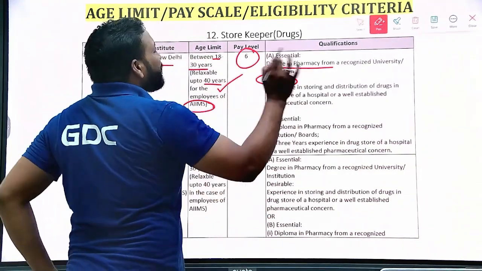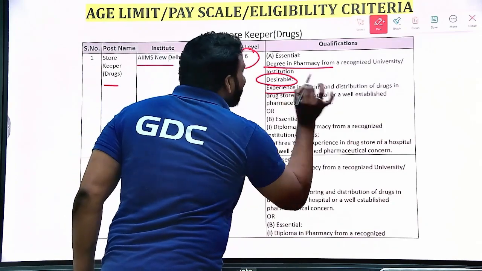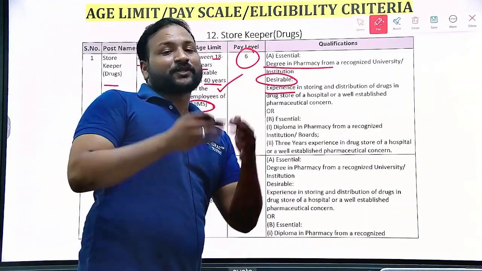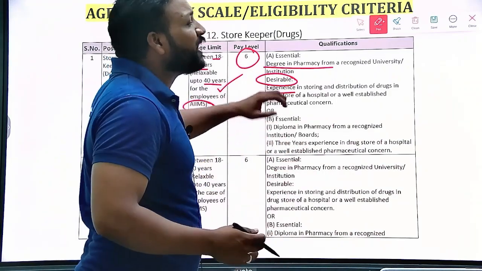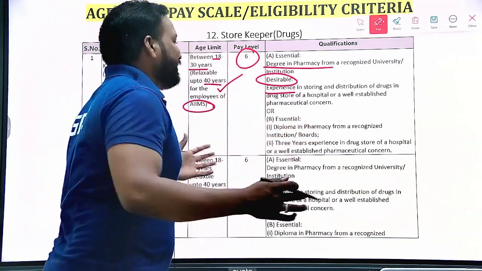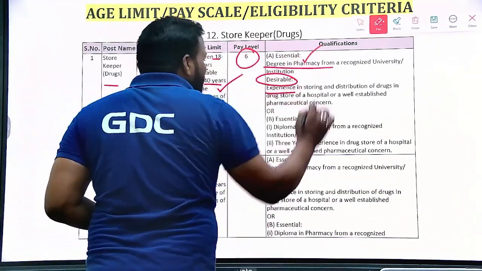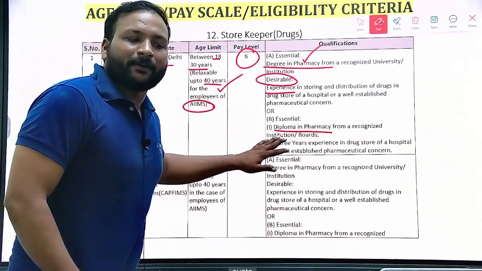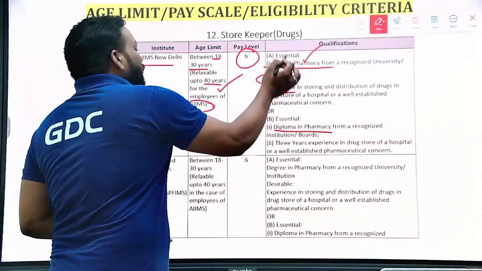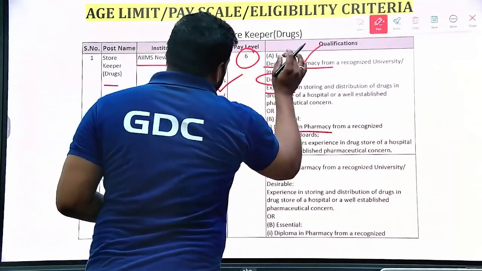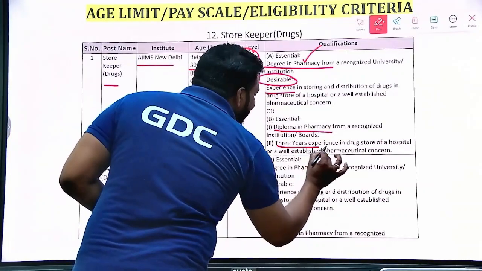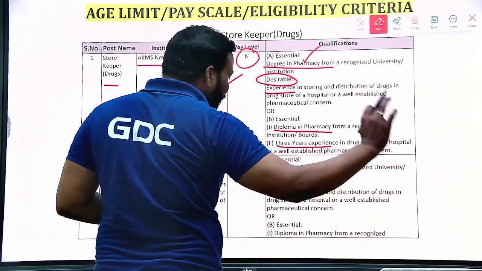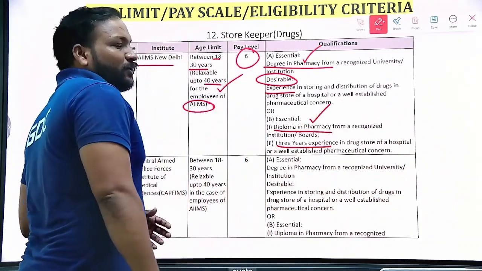It is desirable if the person, along with the degree, has experience in storing and other storekeeper jobs, which will be beneficial for him or her. A diploma in pharmacy is also eligible for this storekeeper post. Like the essential qualification of a degree in pharmacy, it also requires a minimum of 3 years of experience, which is mandatory for diploma level applicants.